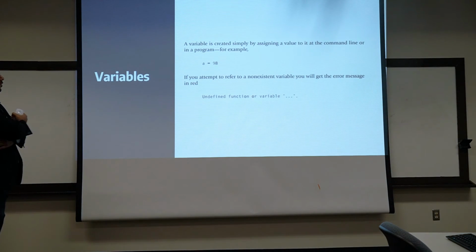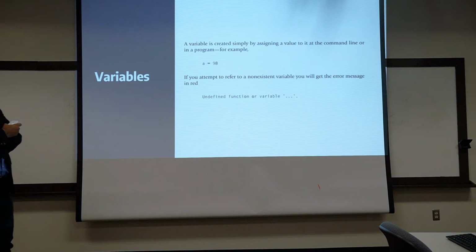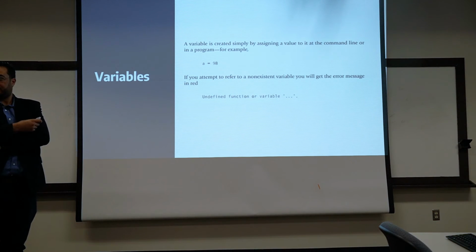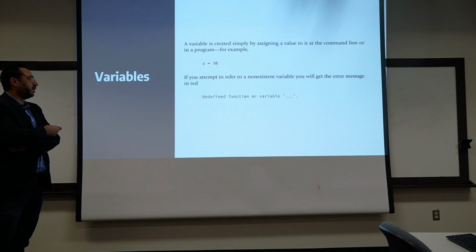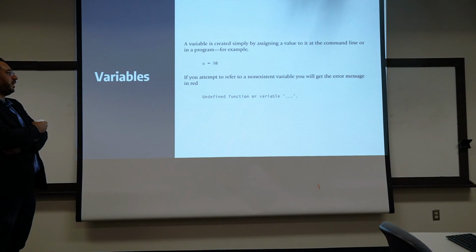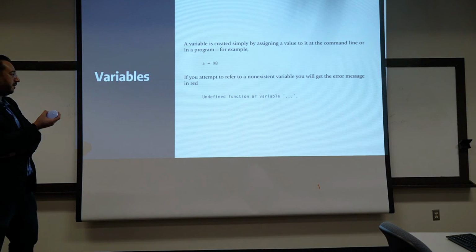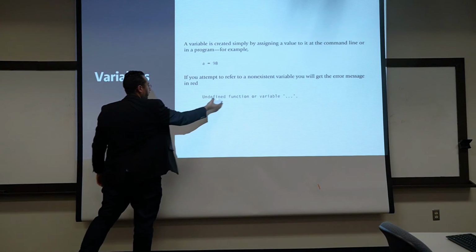Now, we already know how to assign a variable a certain number. So if we say A equal 98, but you refer to a variable that you never assigned any value to, as you saw previously, say Z equal B, but you never assigned a value to B, then you're going to get an error saying undefined function or variable.